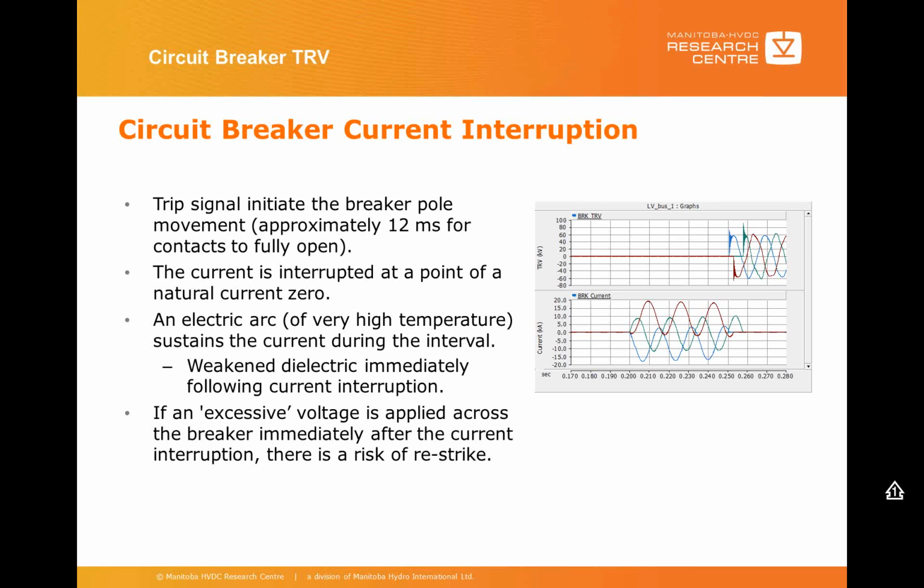The arc obviously has a very high temperature, and this very hot condition inside the breaker will weaken the dielectric properties of the material. If, upon current interruption, you see excessive voltage across the breaker, it could lead to a restrike across the poles, meaning that the arc can be created again.